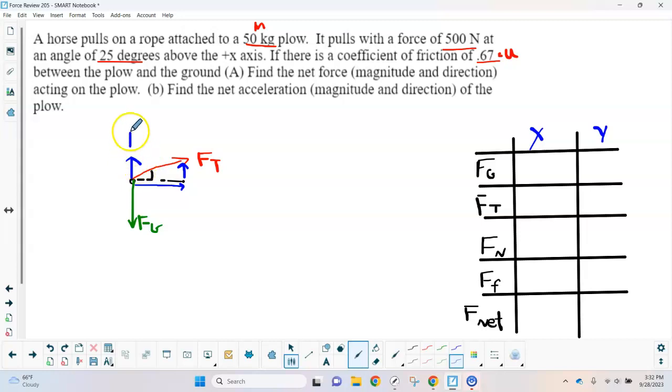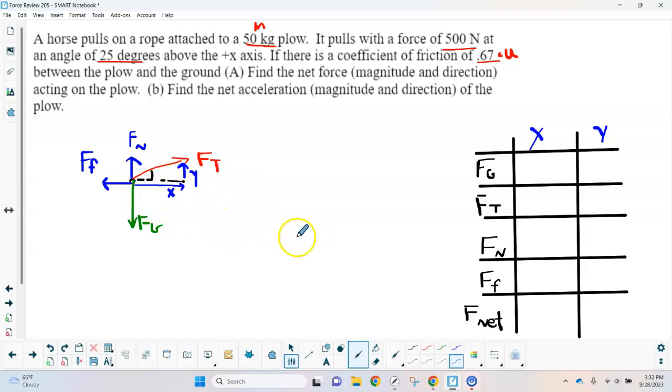But this normal force is not the same size as the force of gravity. If you notice, it's smaller, so this green arrow is bigger than this blue arrow, because both of these blue arrows, the tension in the y and the normal force, are pulling up, so gravity is going to cancel that out. The other thing we're going to have is friction, and that's going to go the opposite way to our pulling force going to the right from our tension.